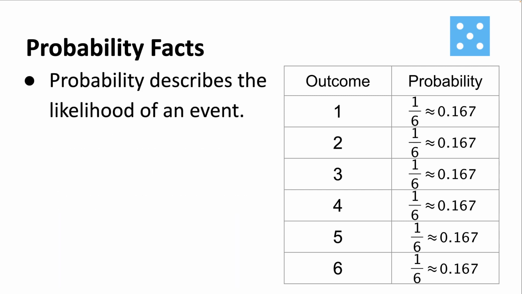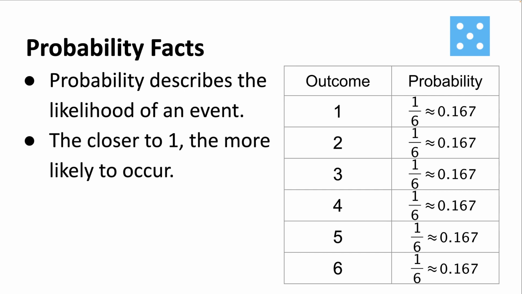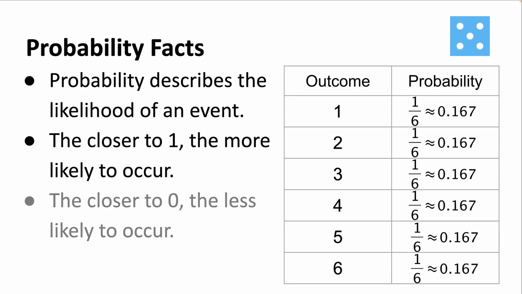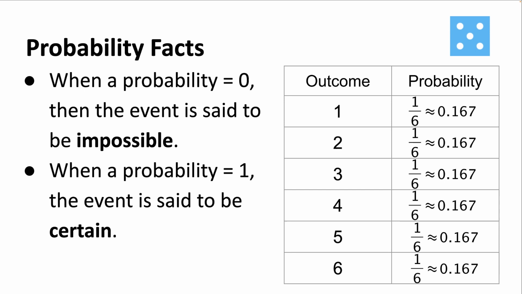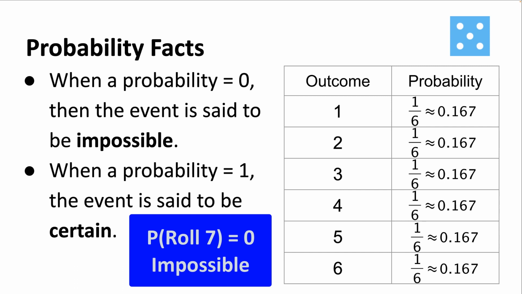Probabilities describe the likelihood of an event. So the closer the probability is to 1, the more likely it is to occur. The closer the probability is to 0, the less likely it is to occur. When a probability is equal to 0, we say that the event is impossible. When the probability is equal to 1, we say that the event is certain. So in the case of rolling a die, let's say we wanted to calculate the probability of rolling a 7. Well, that probability would be 0 since that's impossible. The die doesn't have a 7 on it.